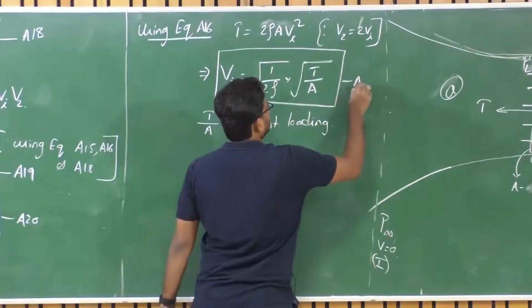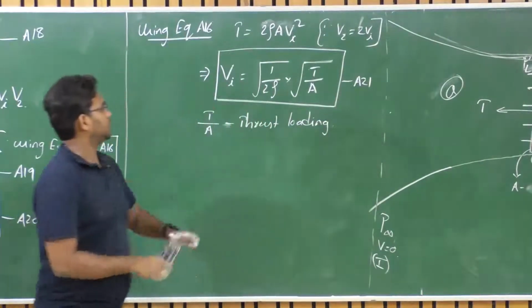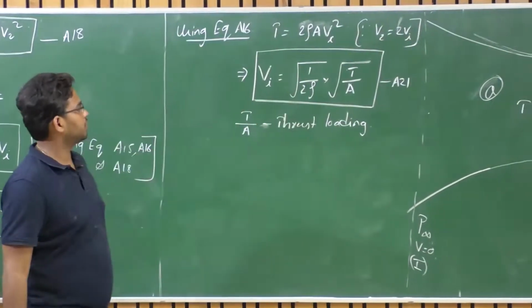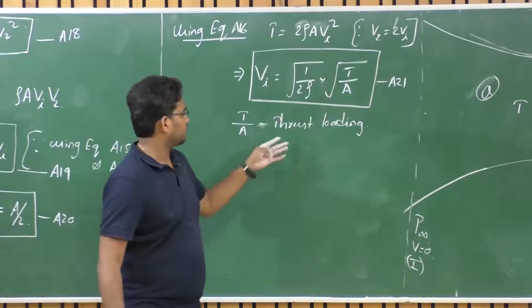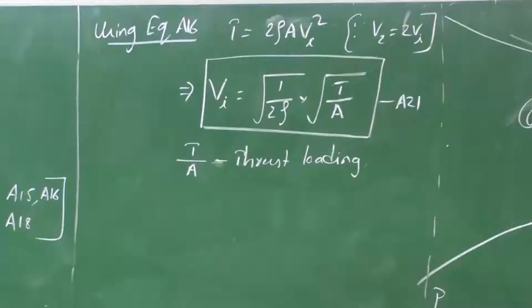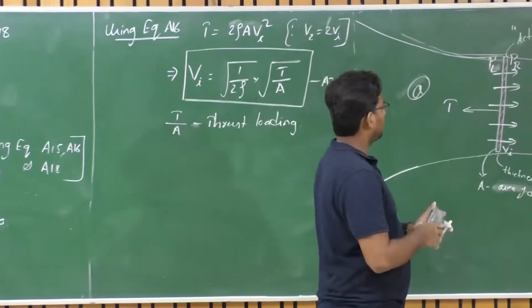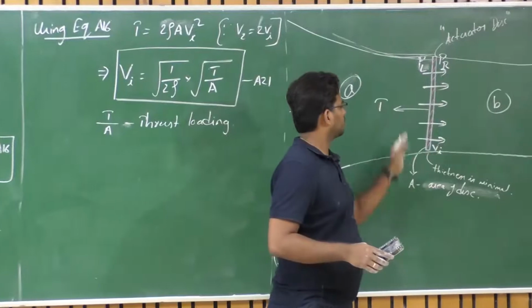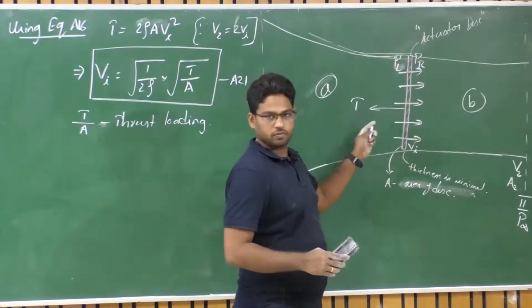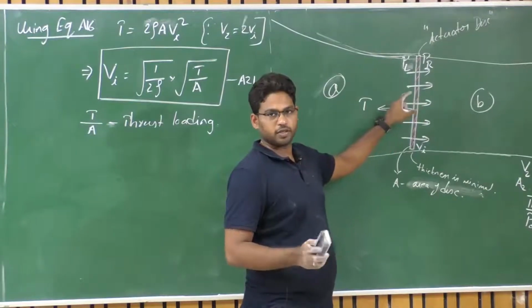Yes, too many equations, I can understand, but still we have to note it down. So Vi here is the induced velocity by this disk, which depends upon this particular thrust loading factor, right? And how much power do we need to spend in order to create so much thrust? Is my question clear?